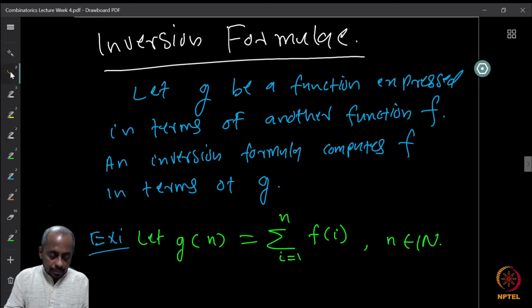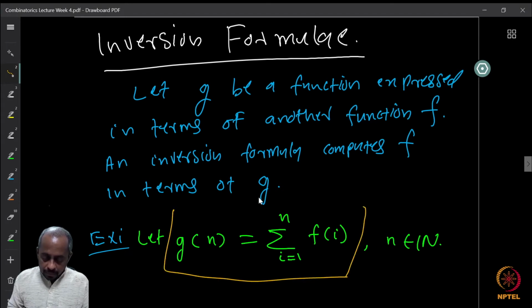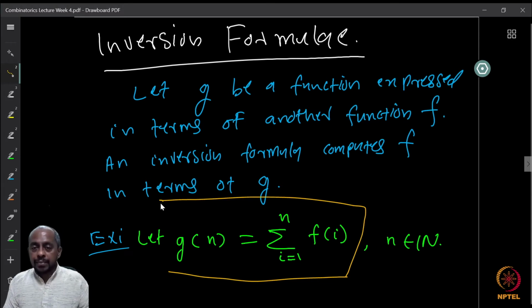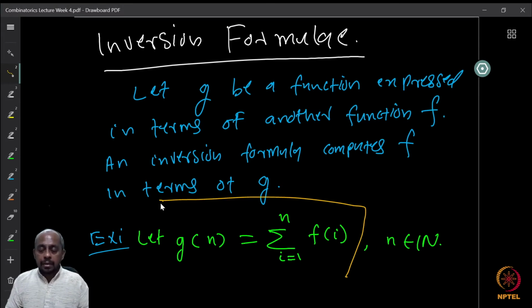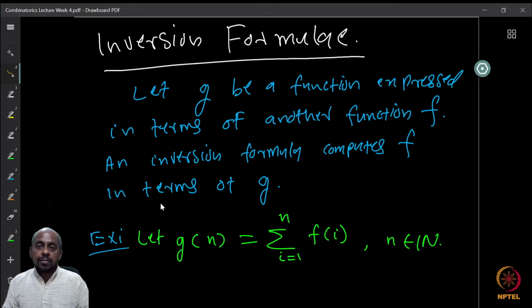Suppose you look at, let's say, g of n is equal to the summation i equals 1 to n of f of i. So, this is given to you. For every natural number n, you have this defined. Okay? So, g is defined for every natural number n, and it is the summation i equals 1 to n of f of i, where f is some function. Now, the question is, can you recover f given g? If you know g, can you recover f?